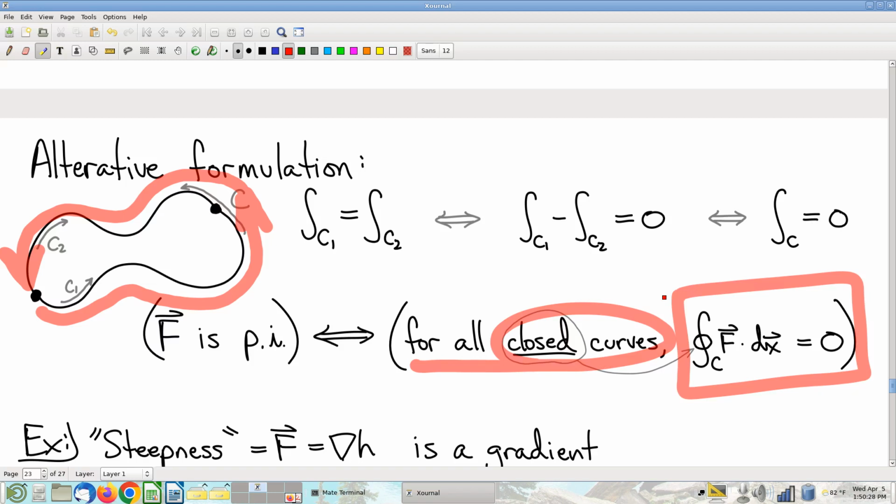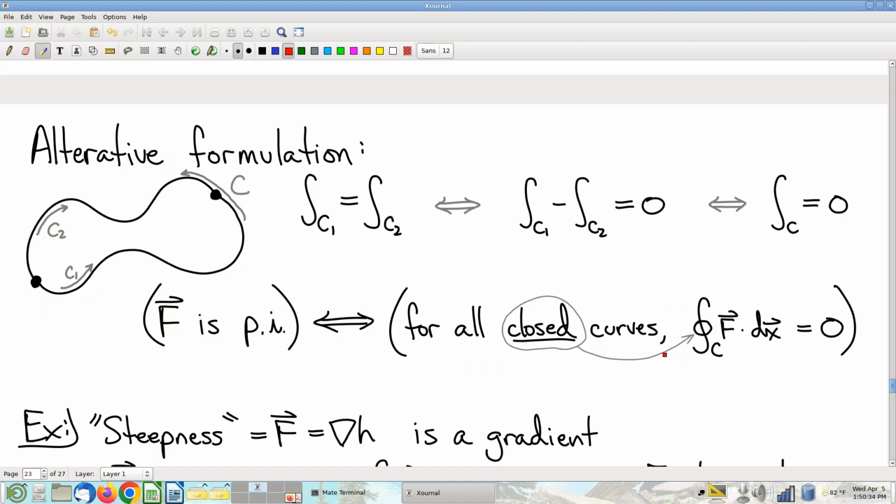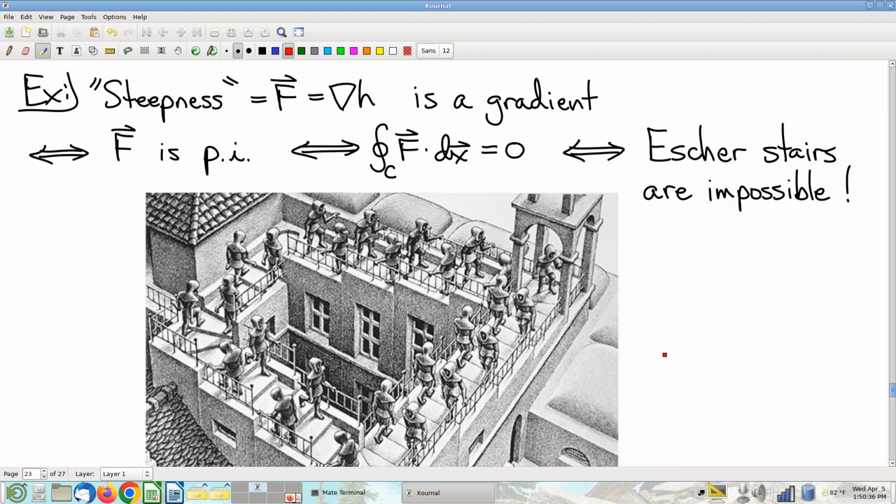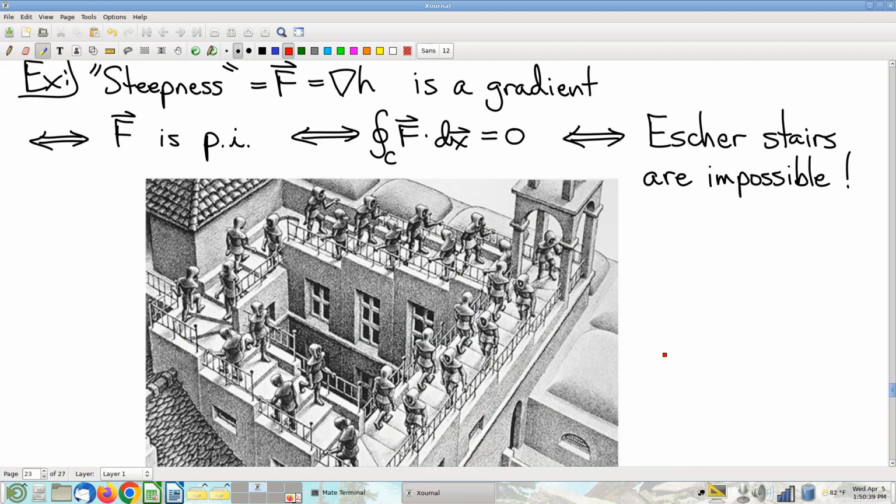Not that different, but just kind of looks a little bit different. All right, so here's an example of how you can kind of see this in action. This is mostly a fun example. I don't know if any of y'all have ever seen the artwork of M.C. Escher before. You may have.